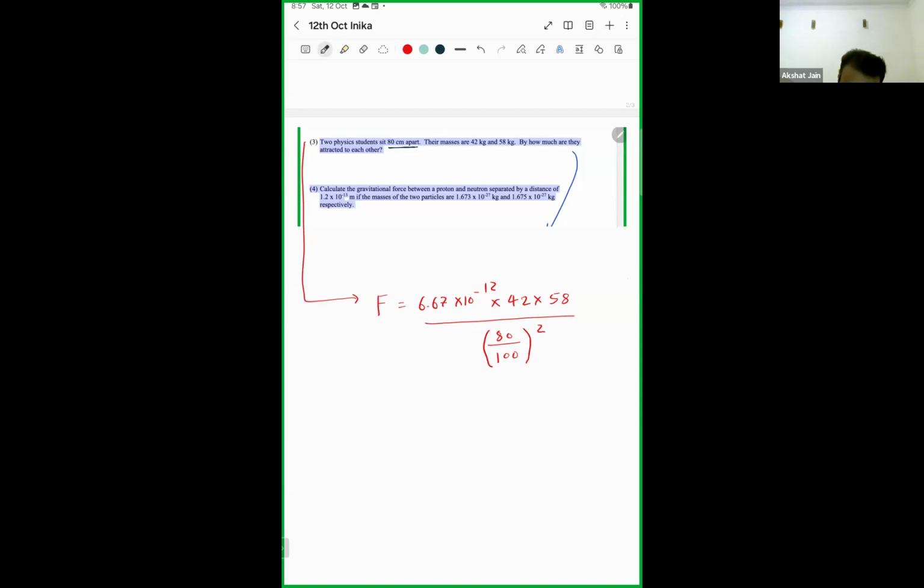Protons and neutrons separated by a distance of this many meters, if the masses of the two particles are given. Now you could yourself see, where does this proton and neutron thing come in, Inika? When you understand the structure of the atom, this becomes really significant when you further go into the nucleus, because neutrons and protons are present in the nucleus. They are not present outside. Outside there are only electrons, isn't it?